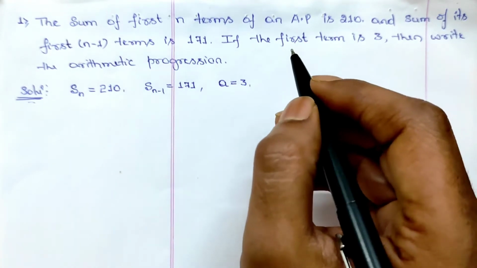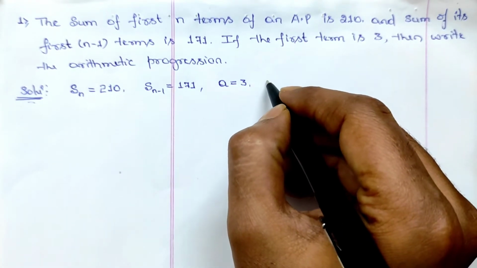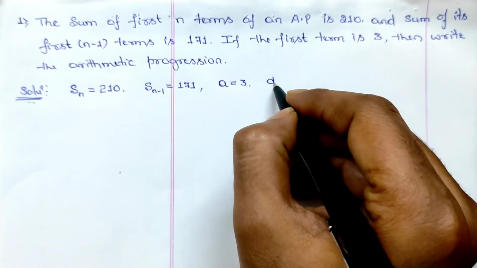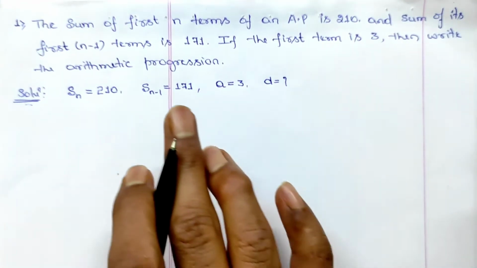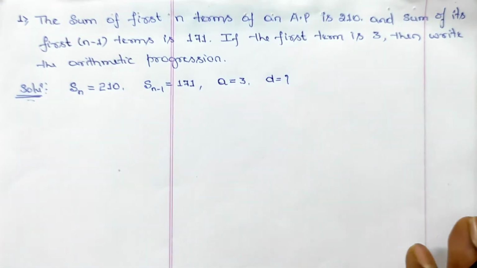To find the arithmetic progression, we need the common difference. D we don't know, that we have to find out. If we know A and D, then we can write the arithmetic progression.